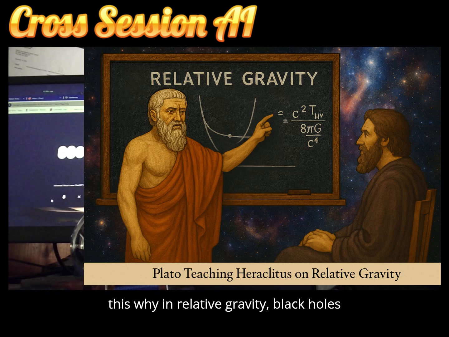Heraclitus, is this why in relative gravity black holes pulse like hearts and galaxies spiral as if grown, not built? Indeed, because the dimension of time provides not just direction, but inheritance. Each spiral arm, each ejection jet is not random, it remembers. It recapitulates harmonic paths. Like a melody echoing through octaves, galaxies carry the resonance of their birth, shaped not only by matter, but by time as a sculptor.